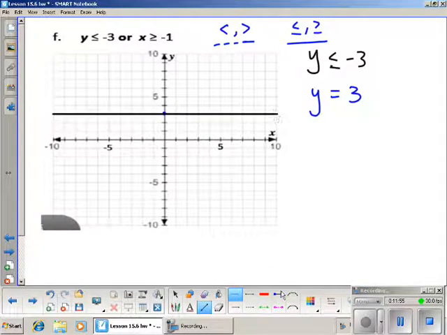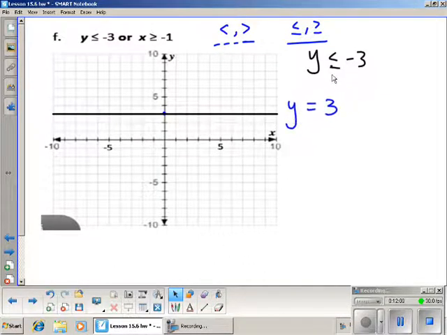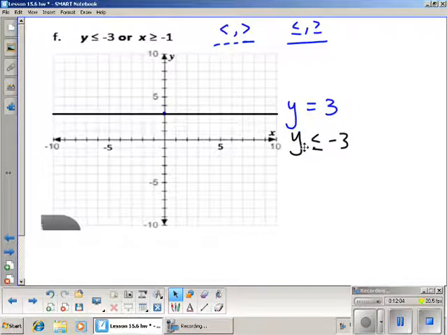Now, the last decision we have to make, since we want y is less than or equal to -3, is which way we're going to shade, where our answer is going to be. Well, some of you guys have picked up that less than is going to be below, but if you don't know that, pick a test point.